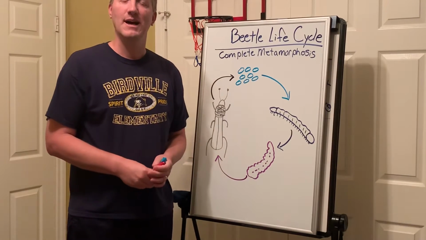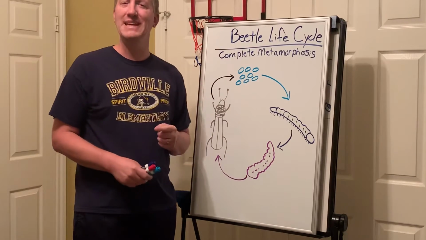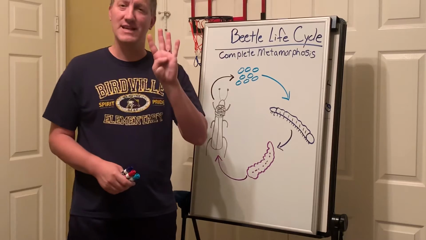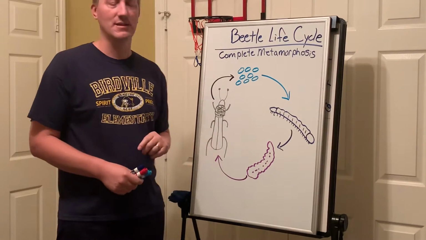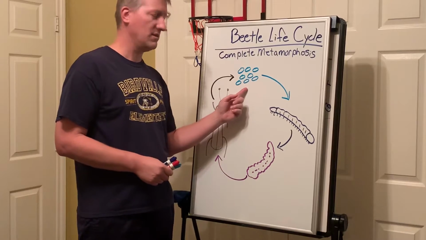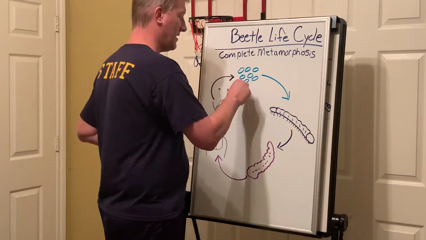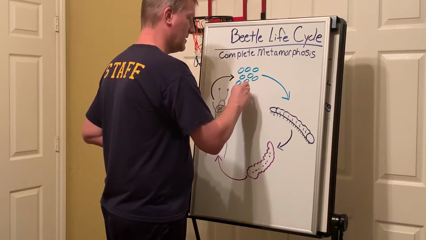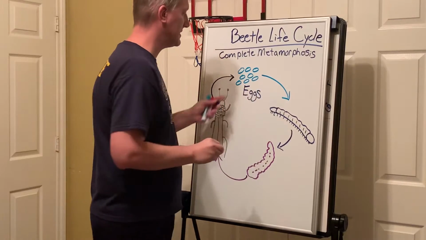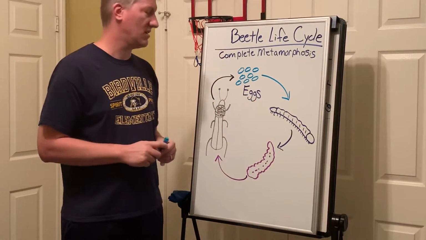Poole's online science learning. Today we're learning about the beetle life cycle. The beetle life cycle has 4 stages. Here's number 1 up here, and those are eggs. So it starts out as an egg. That's where the beetles start off.